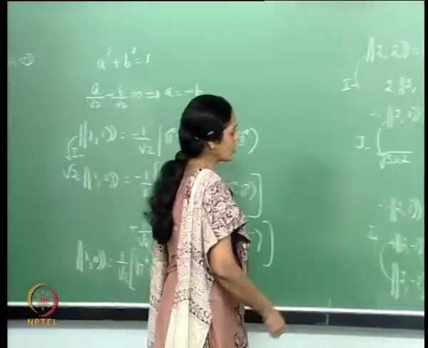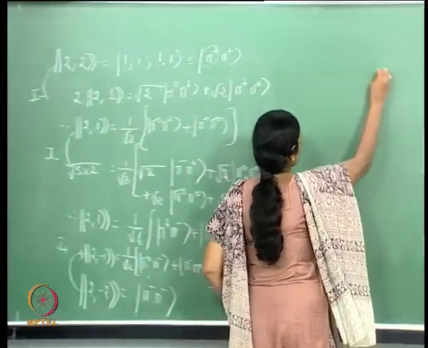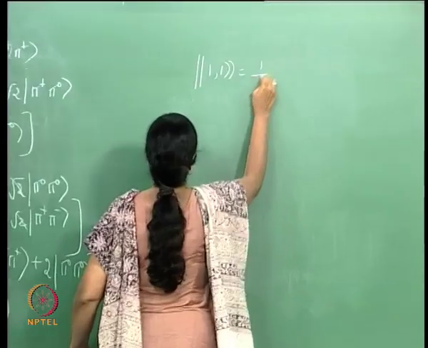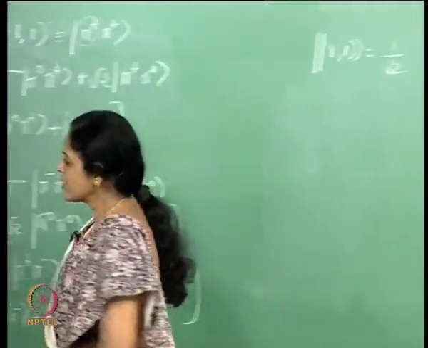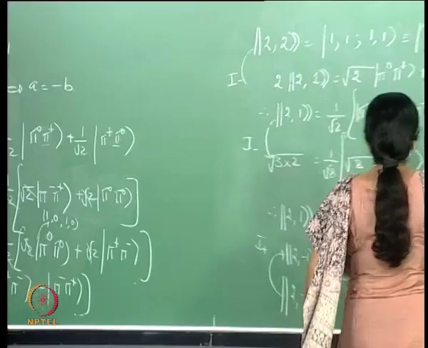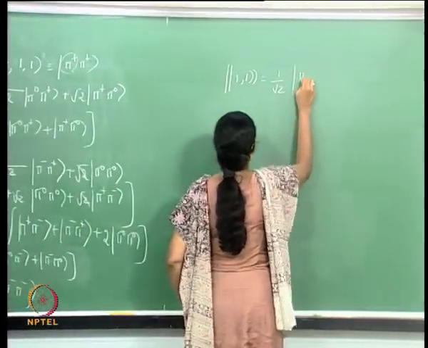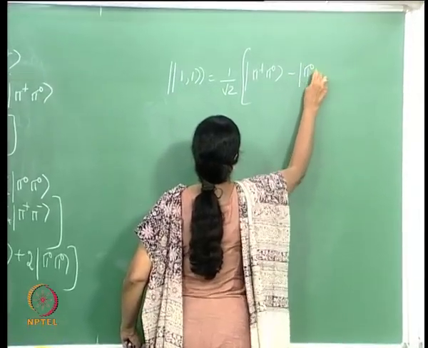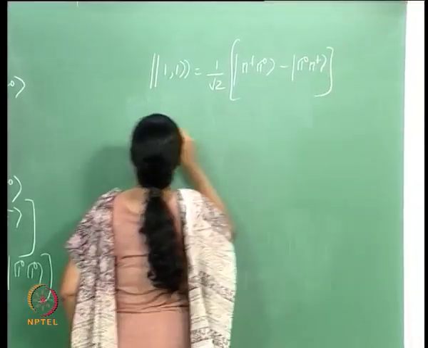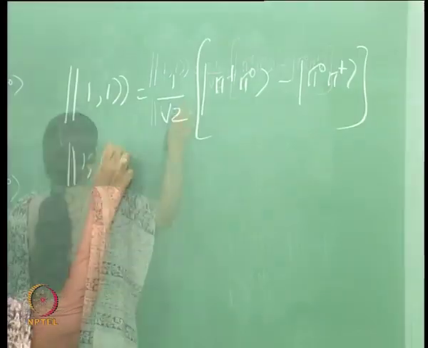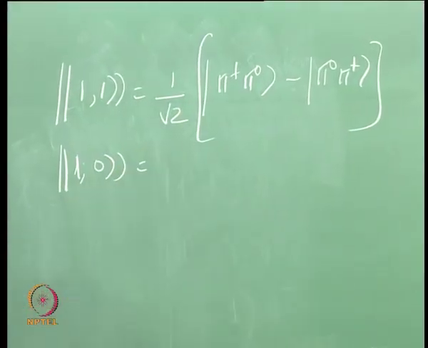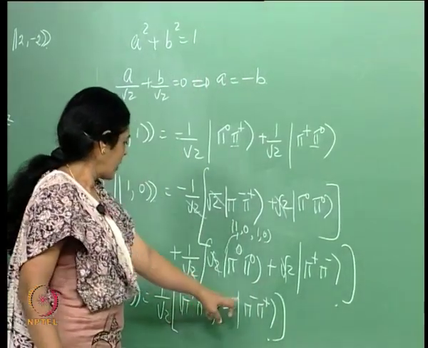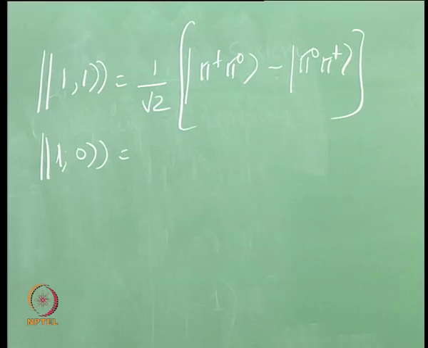So, let me list those states here in any case. So, I have 1, 1 is an antisymmetric state. It is 1 by root 2 pi plus pi naught minus pi naught pi plus. 1, 0 is another antisymmetric state that is here. It is 1 by root 2 pi plus pi minus minus pi minus pi plus.